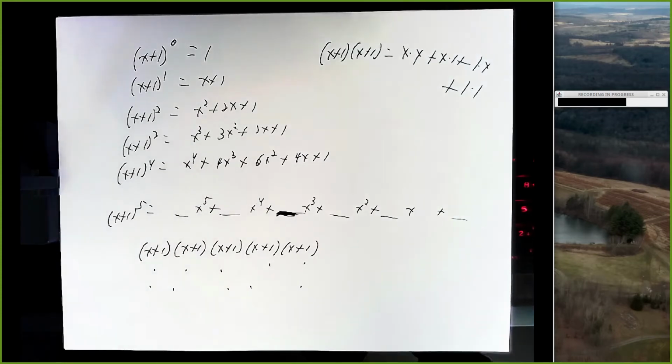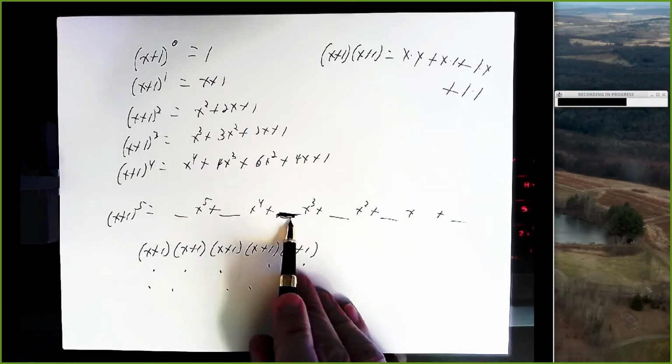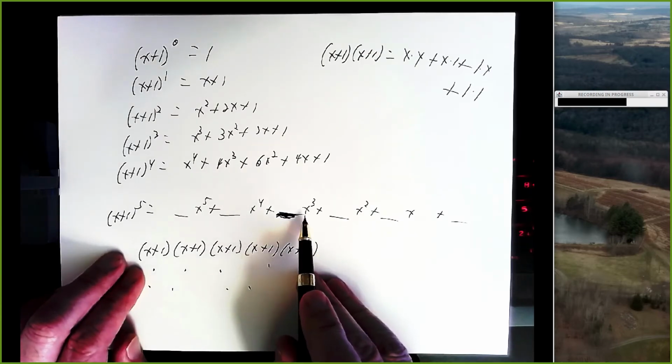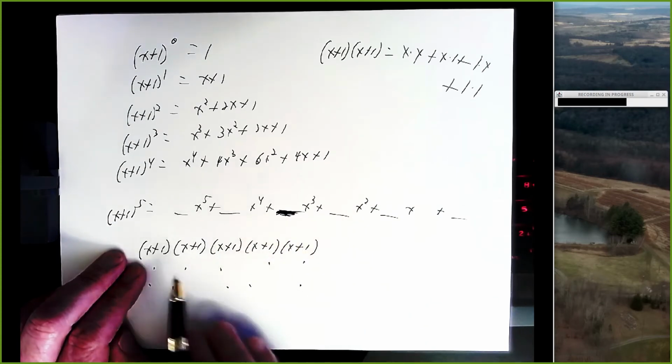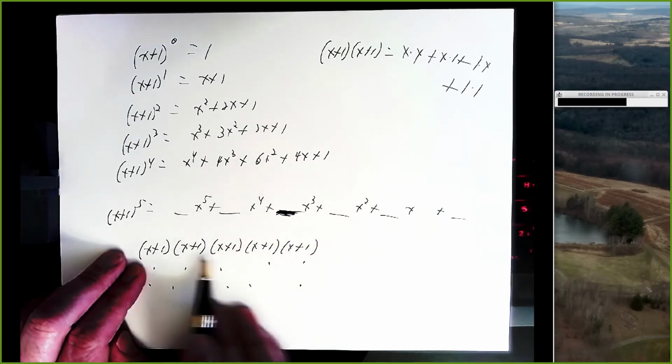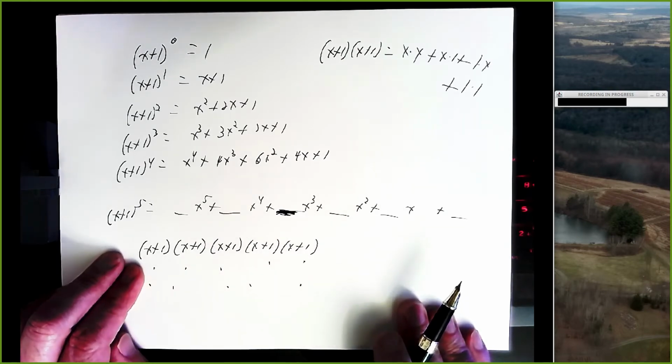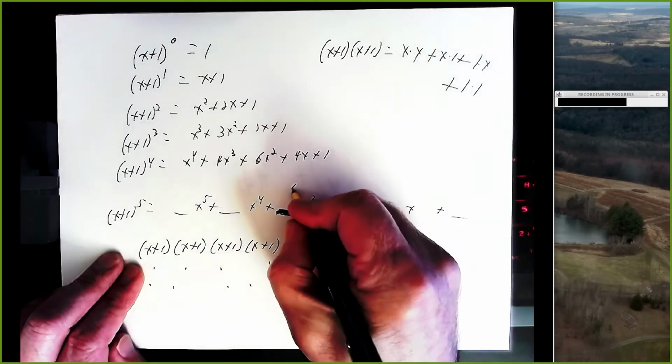Okay, that's the link between binomial multiplication and combinations. The number of ways that I can pick x's or 1's from these that end up giving me an x cubed in the front is exactly the same as how many ways can I choose 3 of these 5 terms that I'm going to take an x from. And that's just 5 choose 3.